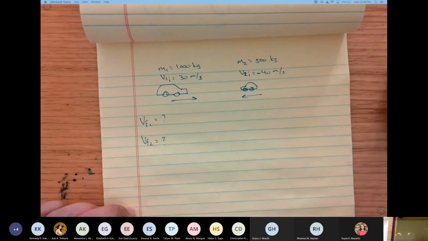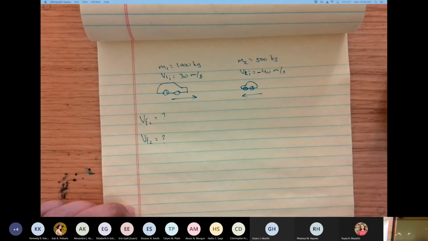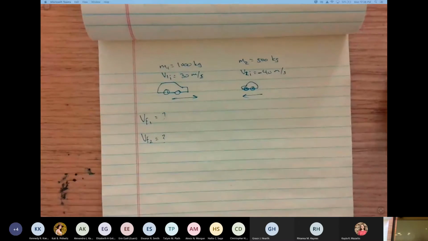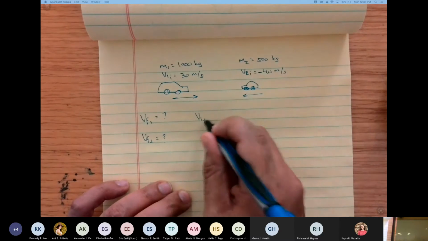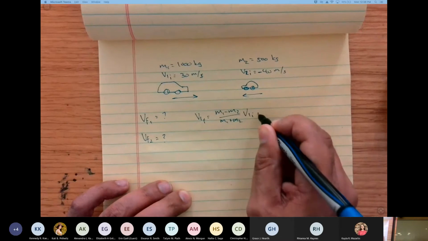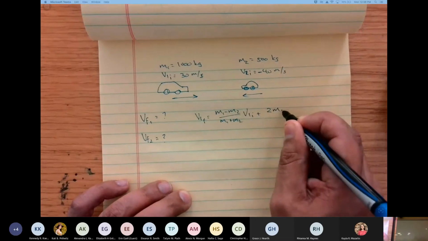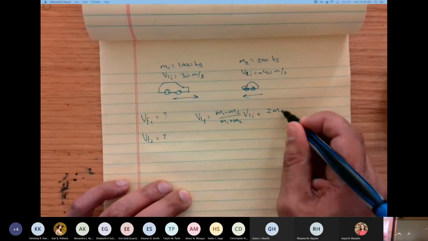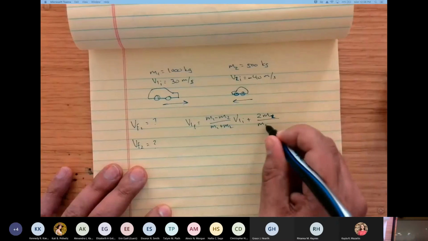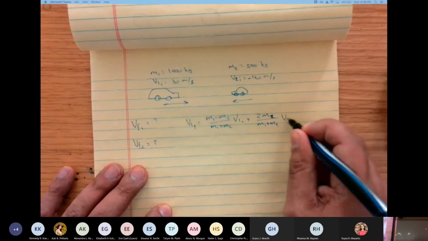So we're going to go through this problem. Now the two objects are going to be moving, so we need to look into the general equation for elastic collision. For the final velocity of one, we're going to have m1 minus m2 over m1 plus m2 times v1 initial, plus 2m2 over m1 plus m2 times v2 initial. This is the long one.